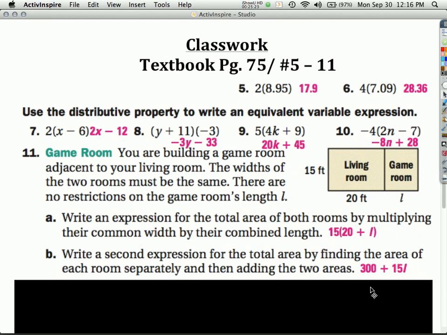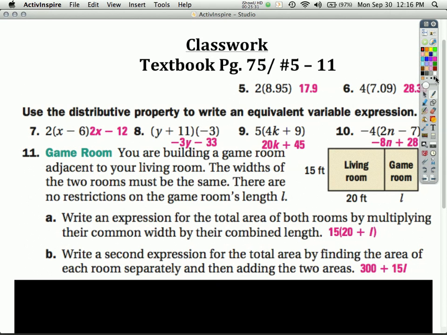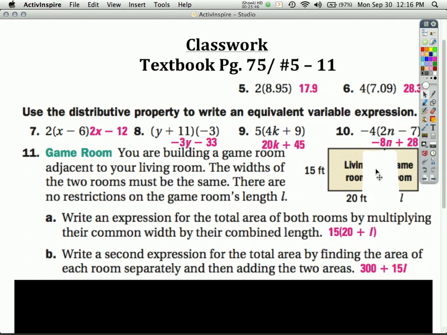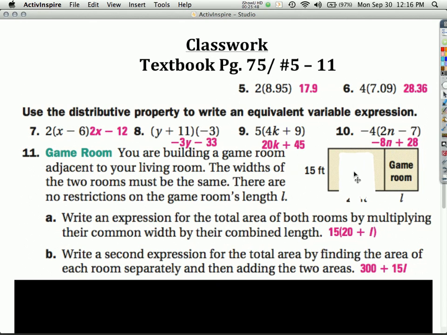Part B was really what we were looking for in that sense, but what we were looking for in Part B is just if you do them separately. So what if we found the area of that room, then found the area of that room, and then added them together? So that was the difference between Part A and B.